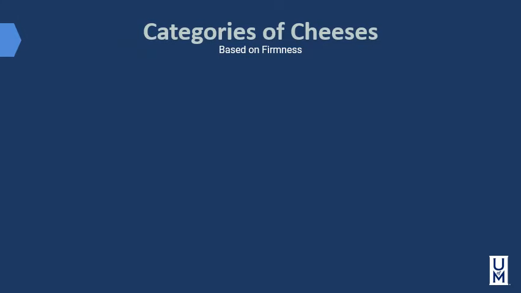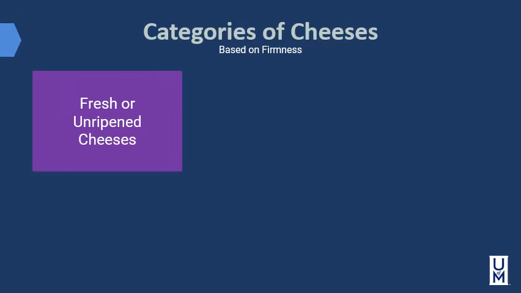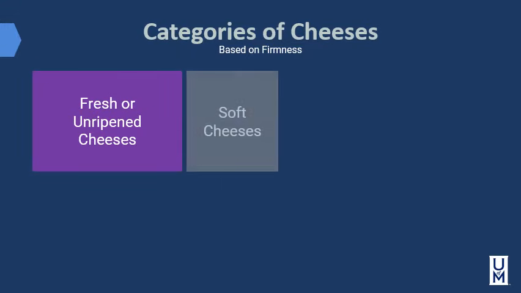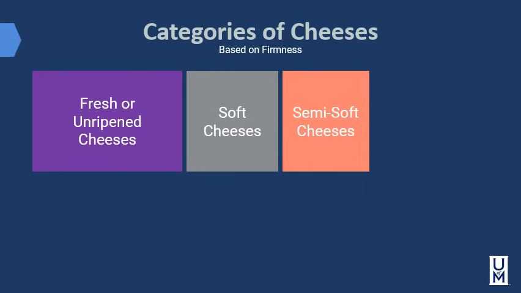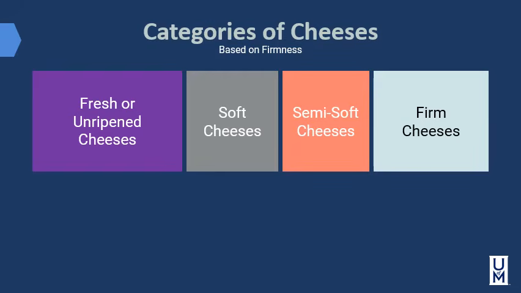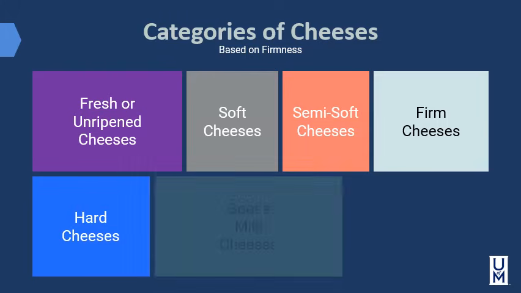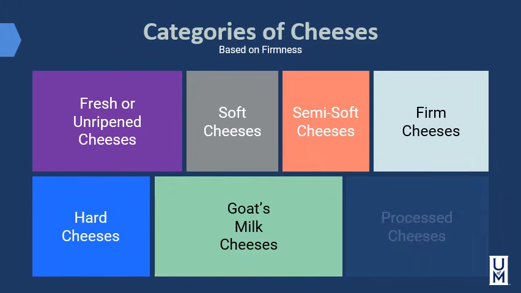Cheeses are categorized a variety of different ways. This is just one way of categorizing the cheese. There are many different ways of looking at categorizations of this. This particular categorization is based on firmness. Fresh or unripened cheeses, soft cheeses, semi-soft cheeses, firm cheeses, hard cheeses, goat's milk cheese, and processed cheeses.